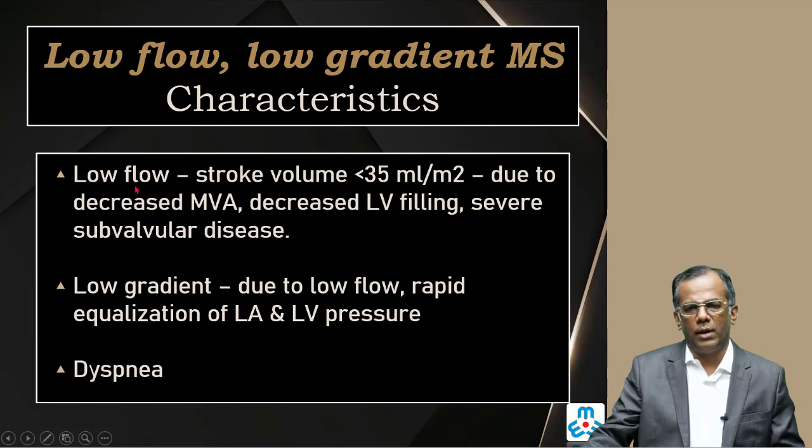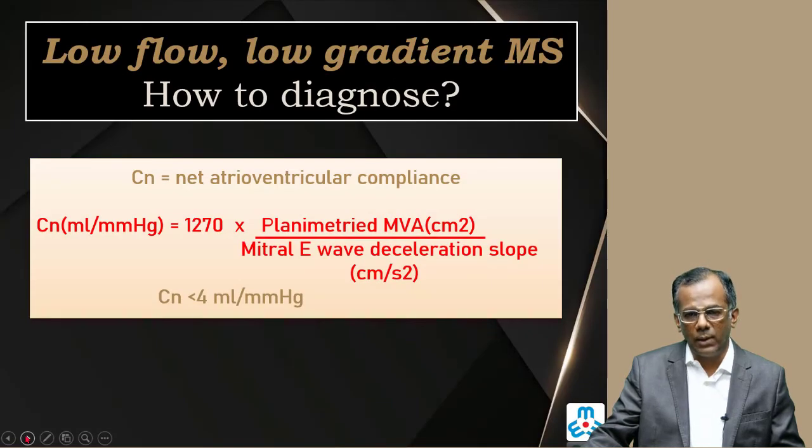Low flow, you have a stroke volume which is less than 35 mL per meter square, and this is due to decreased mitral valve area, decreased LV filling, and severe subvalvular disease. The low gradient is due to low flows and rapid equalization of LA and LV pressures, and these patients usually present with dyspnea. Now, can we diagnose low flow, low gradient mitral stenosis?